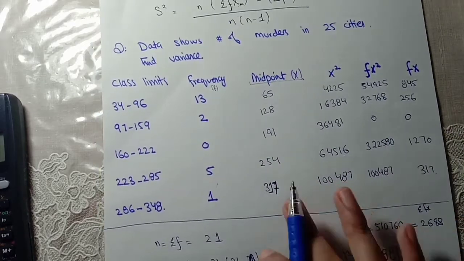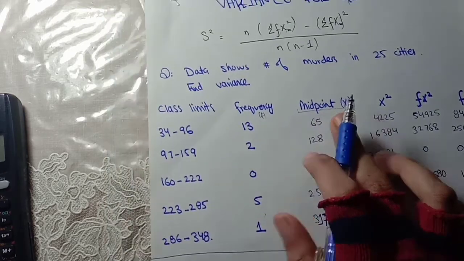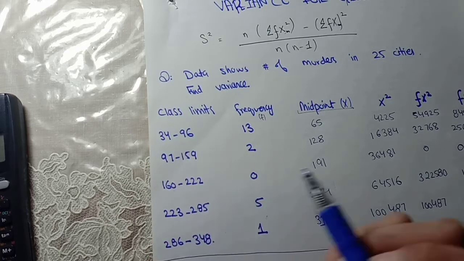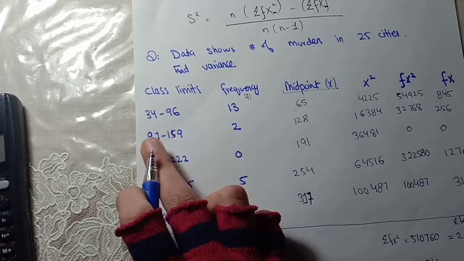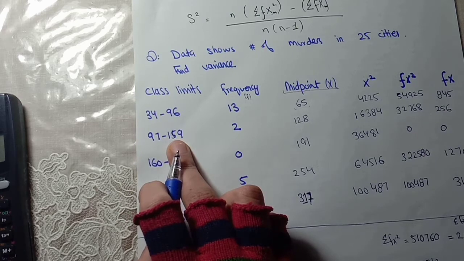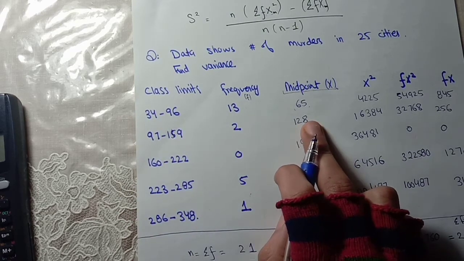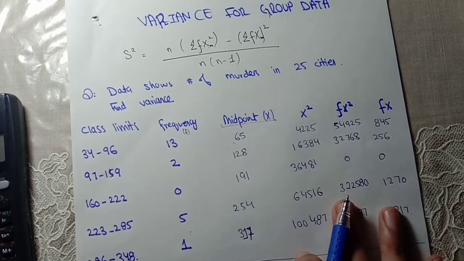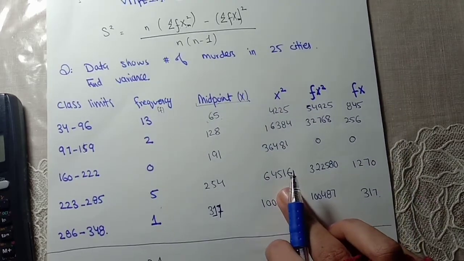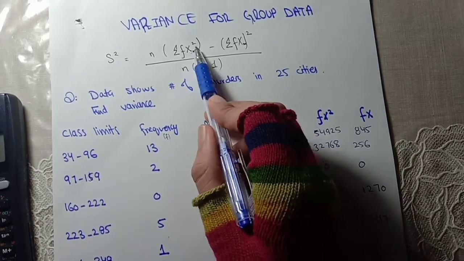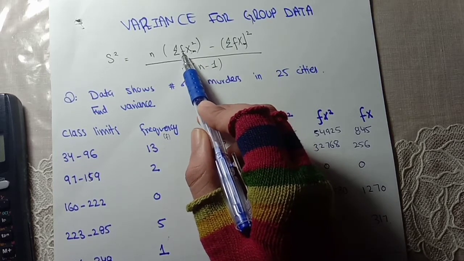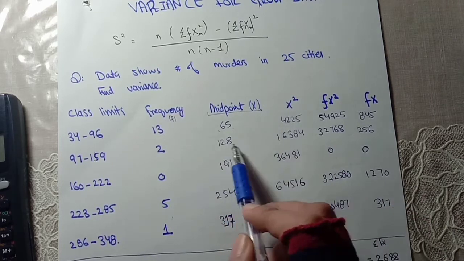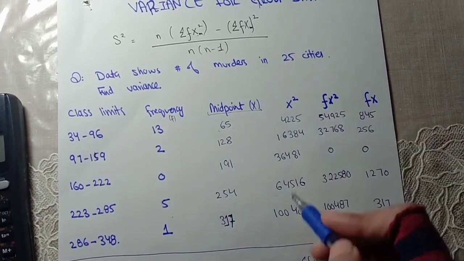It is the midpoint. To find the midpoint, we simply add the class limits, like we add 34 plus 96 and divide it by 2. We added 97 plus 159 and divided by 2 to get the midpoint, that is 128. After we have prepared the column of x, we have to square it. Because it is fx square, we first square the x and then multiply it with f. I have squared the values of x, like 65, 128 and 191, and written all of them here.